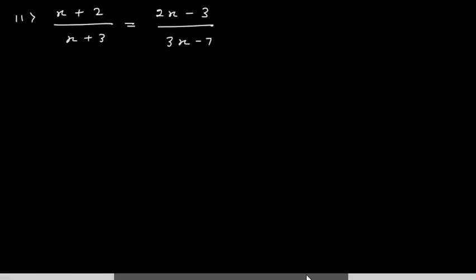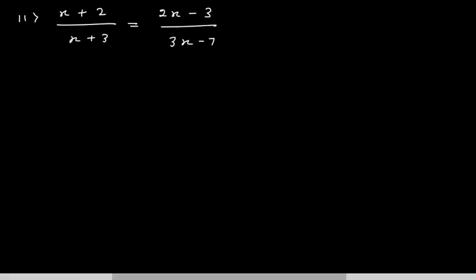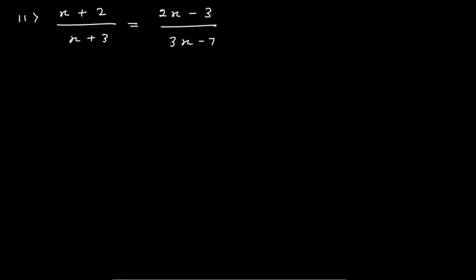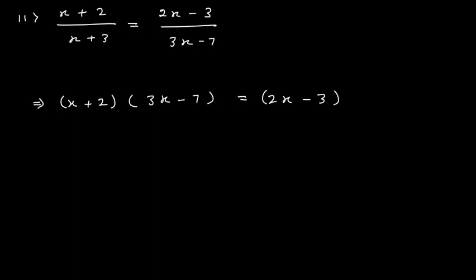Now the second problem. Here we have (x plus 2) upon (x plus 3) is equal to (2x minus 3) upon (3x minus 7). So what will be your first step? You will cross multiply. You will say that (x plus 2) into (3x minus 7) is equal to (2x minus 3) into (x plus 3).